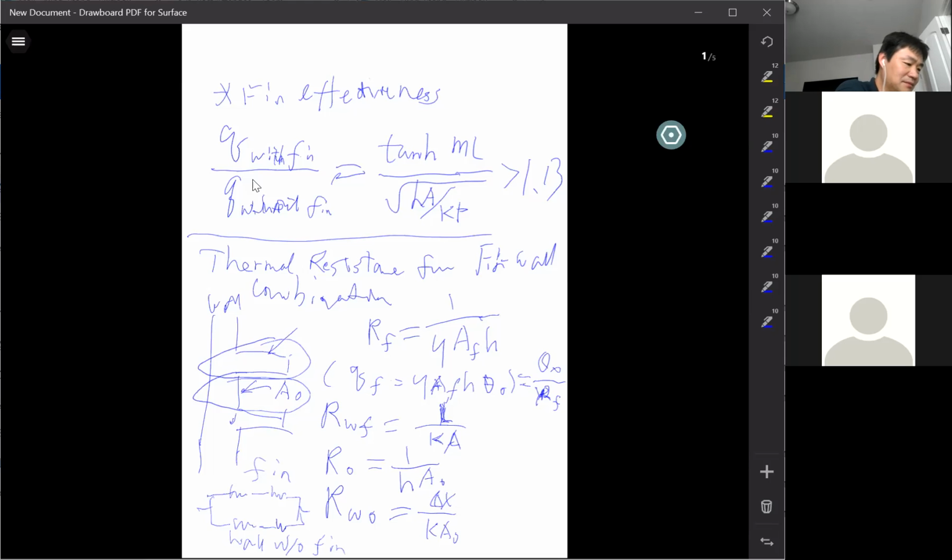Is that good? Okay. I think we can do an example. I think the example here talks about the circumferential fin. Okay, let's do the example. Any questions before I go to the example?